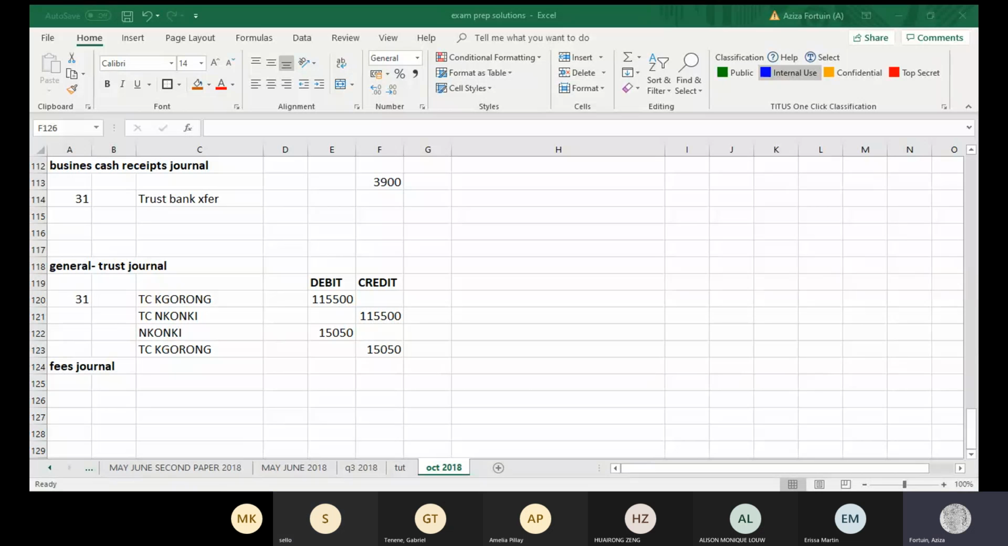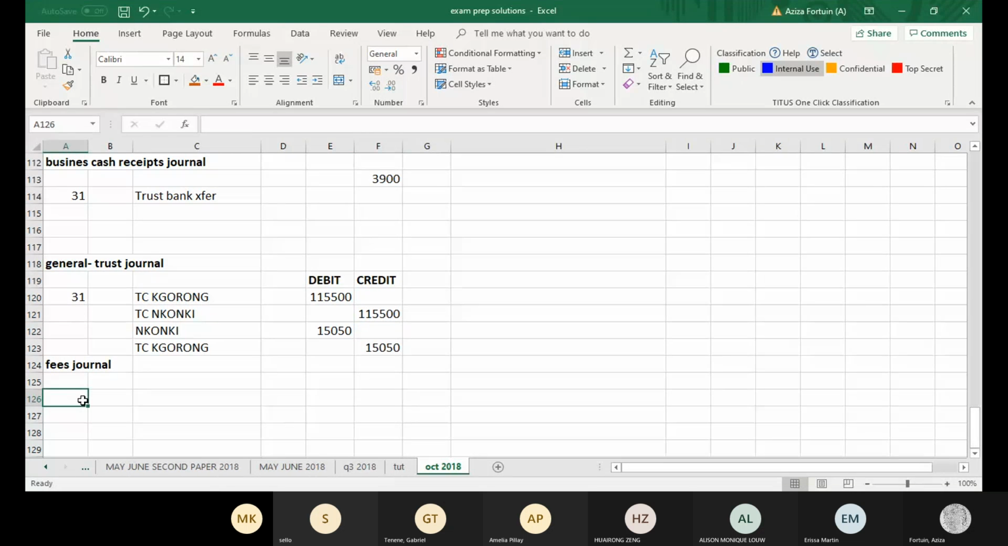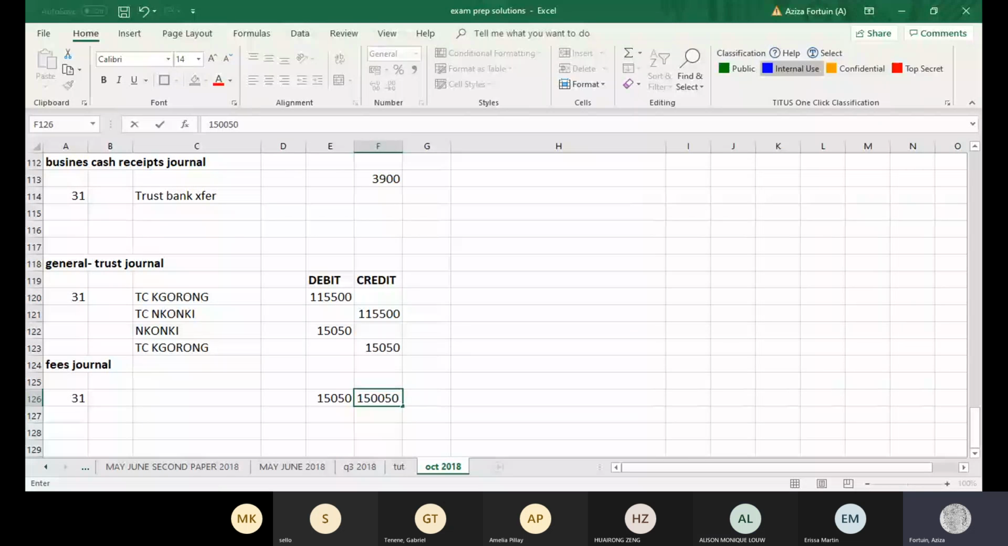Okay. Fees journal. You're going to credit the fees journal with the 15,050. Do you people all agree with her? Or do you not agree with her? People, we are busy with the instructing attorney. So you are going to credit the 3,900 rand. You are getting confused what amounts to use.